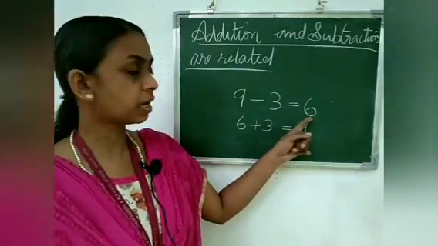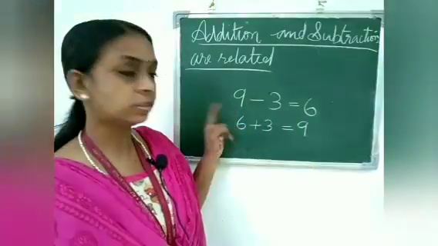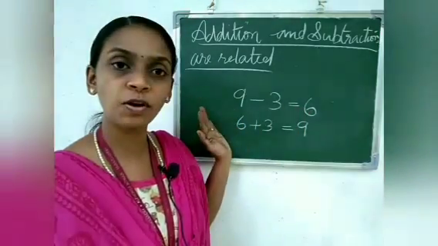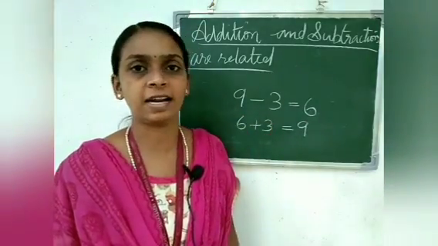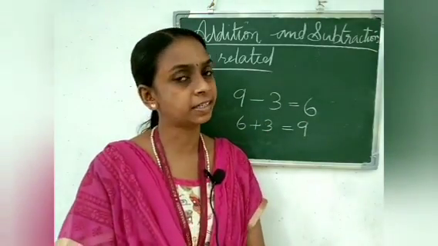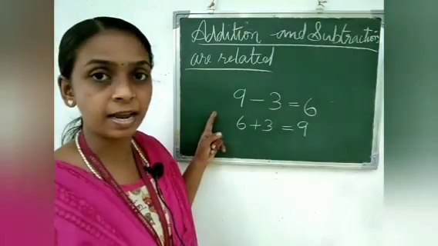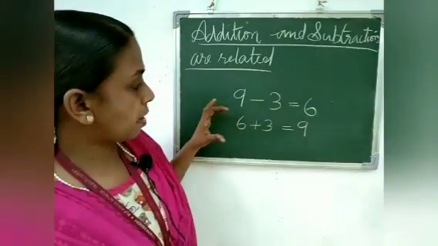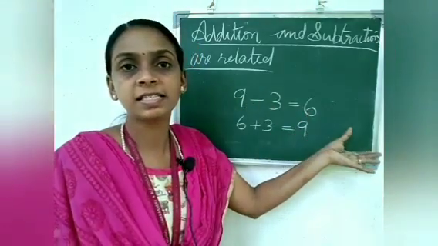So 9 minus 3 is 6, and when we add 6 and 3, we get 9. So from this we can conclude that our answer is correct. That is, 9 minus 3 is correct. When we add 6 and 3, we get 9. So from this addition statement, we can conclude that 9 minus 3 is 6 is correct.